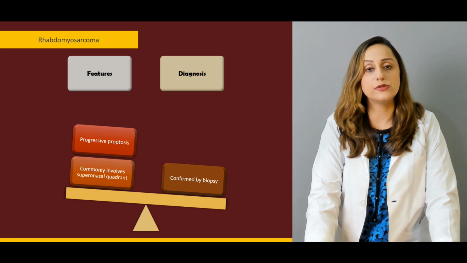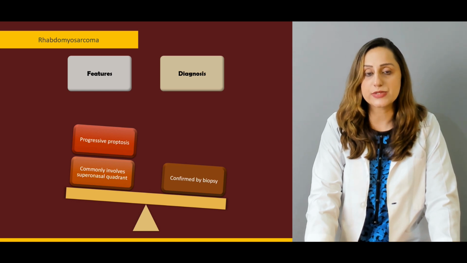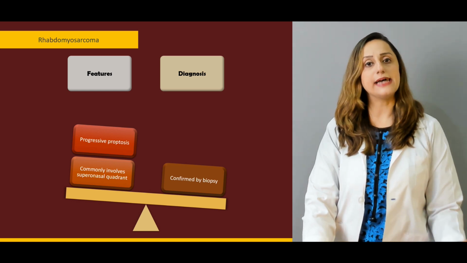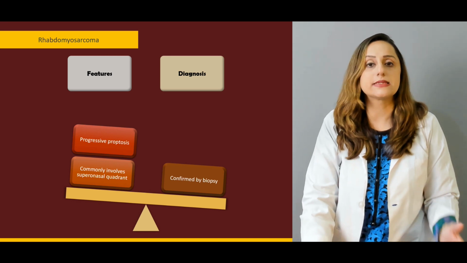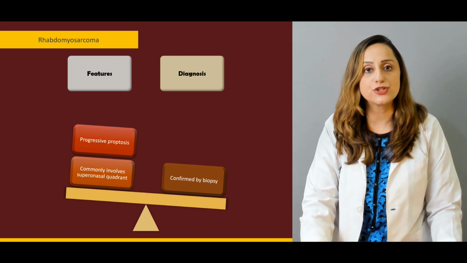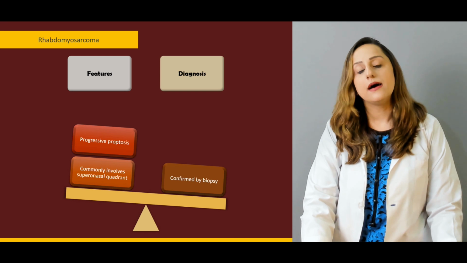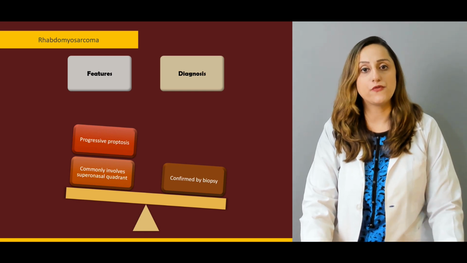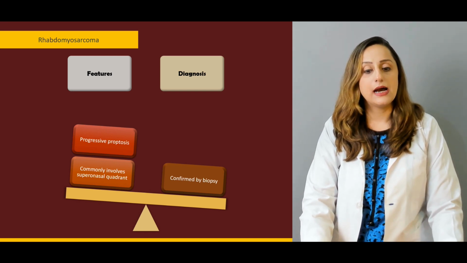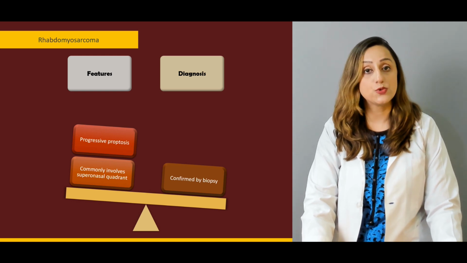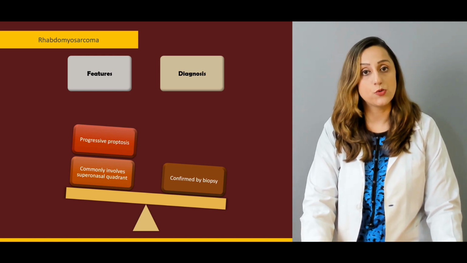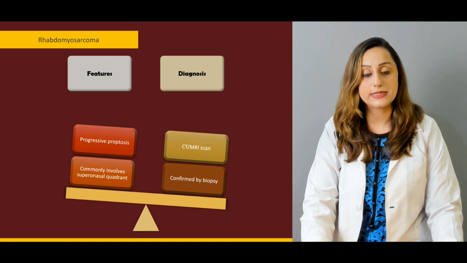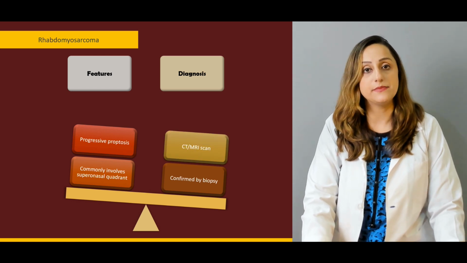Now, when you have these features, you basically have located the mass and you know that the patient is suffering from proptosis. You have the differential diagnosis in your mind. Maybe it's some sort of inflammatory reaction or an autoimmune disorder that may be giving the picture of proptosis in the patient. But you're going to confirm this diagnosis of rhabdomyosarcoma by performing the biopsy. That is the excisional biopsy being done over here.